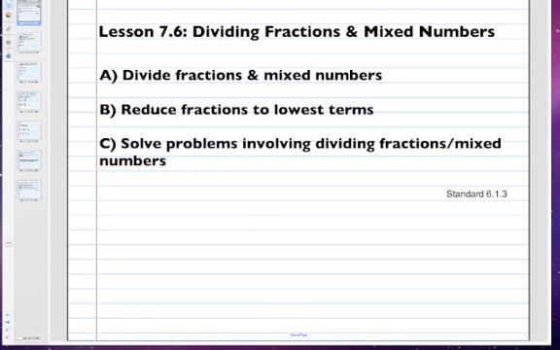Hey 6th graders, Mrs. Simonson here for your last lesson in Unit 7, and tonight we'll be working with dividing fractions, reducing those fractions to lowest terms, and applying our knowledge of division into word problems that involve fractions.